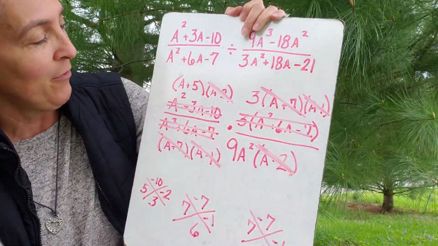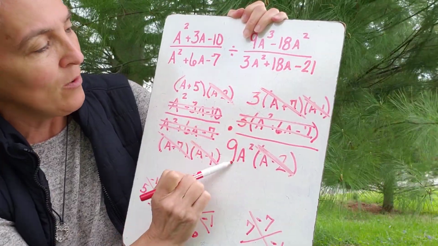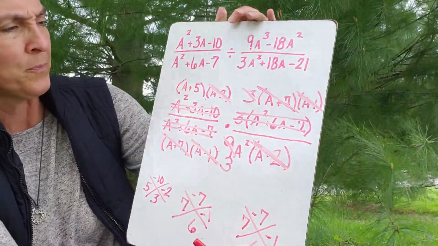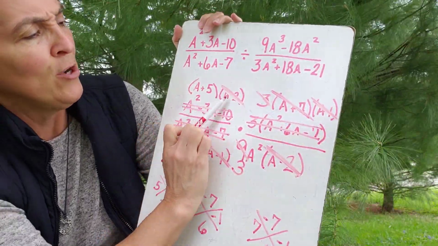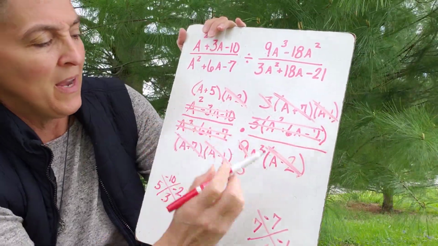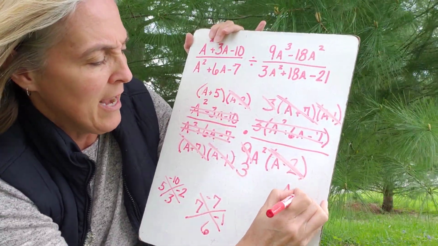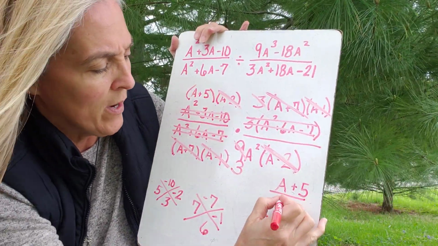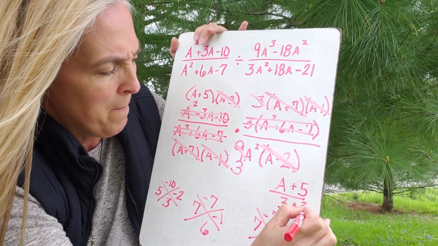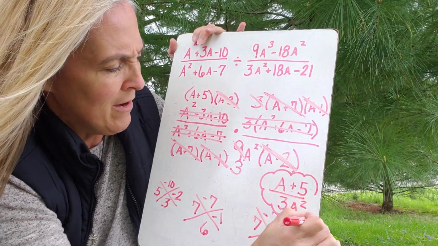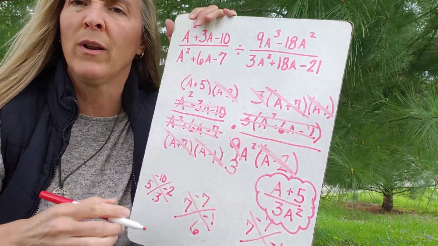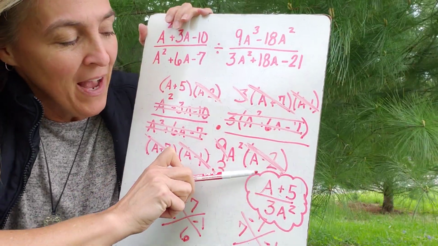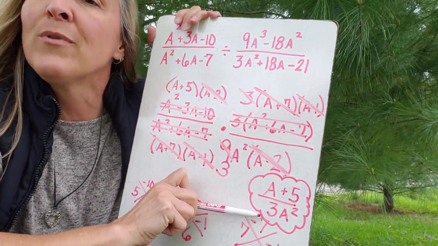Woohoo! Those cancel. And my 3 will cancel with my 9, leaving me with a 3 in the denominator. And it looks to me as I look at my numerator, everything has been crossed off except the a plus 5. And everything has been crossed off in the denominator except my 3a squared. Probably gave you all a heart attack earlier in the video when I didn't factor that wrong. Right, I'm so sorry. But if you were paying attention, you did catch that. So here is the final answer in reduced form.